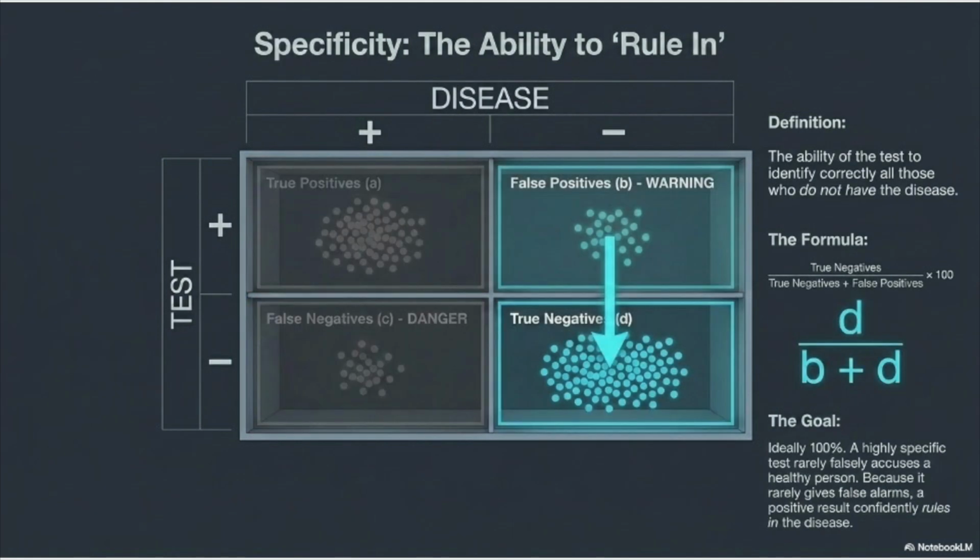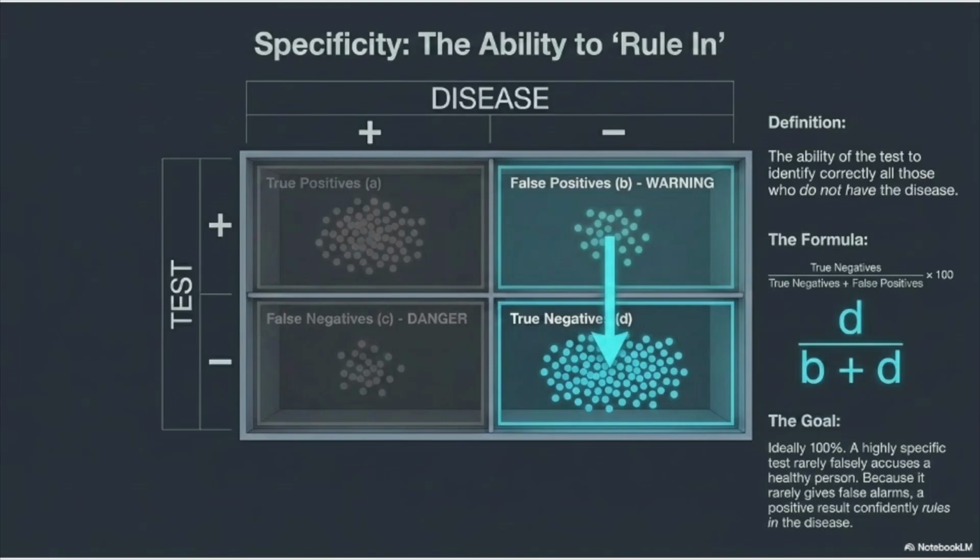Now let's move to specificity. Specificity answers a different question. Among all people who truly do not have the disease, how many are correctly identified as negative?